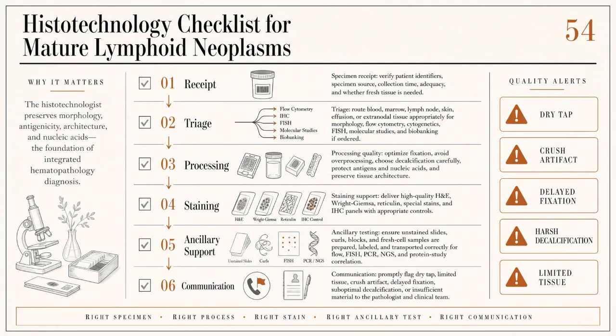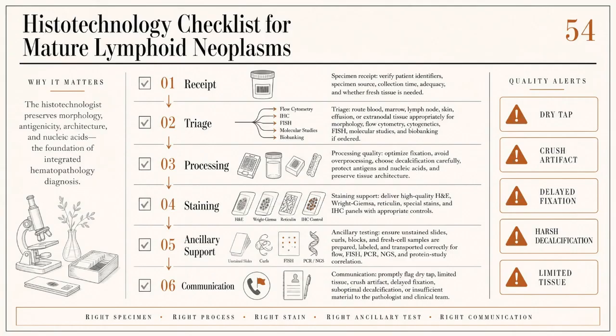These challenges arise from the delicate cellular morphology, the necessity for preserving antigenic sites for immunohistochemistry, and the increasing reliance on ancillary techniques like flow cytometry and molecular diagnostics. Our goal in this segment is to equip you with a comprehensive checklist that guides you through each critical step, from specimen receipt to final communication, thereby optimizing the diagnostic yield and supporting accurate pathology interpretation.